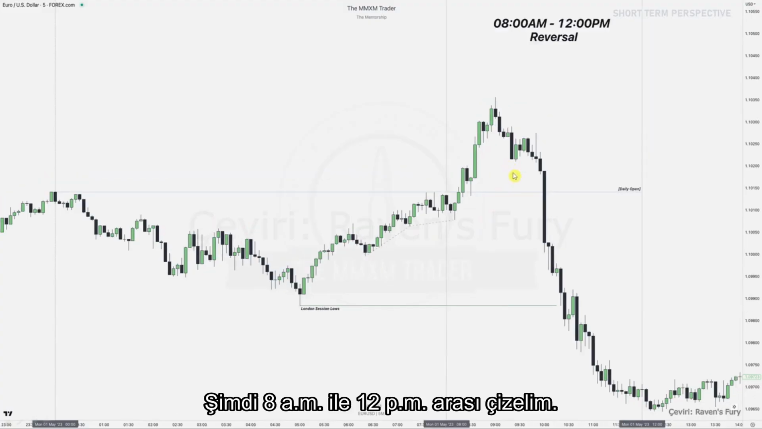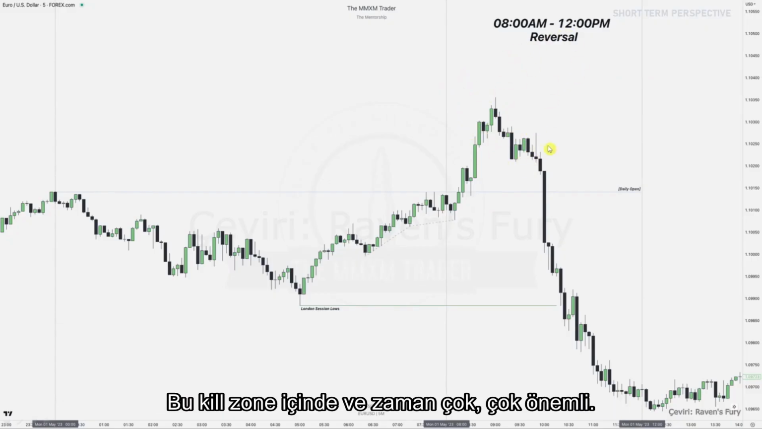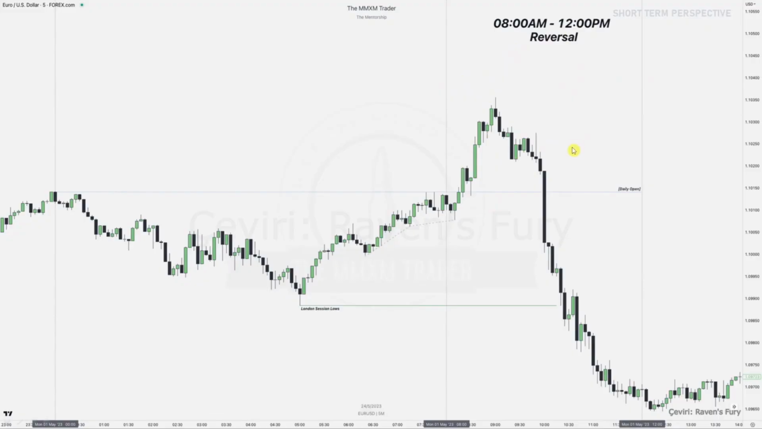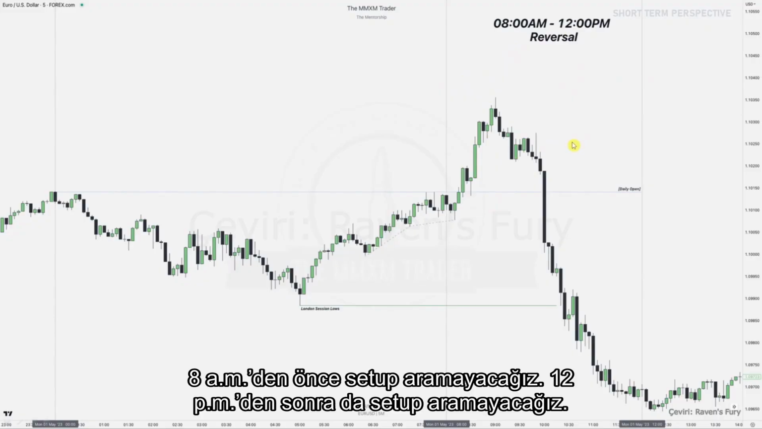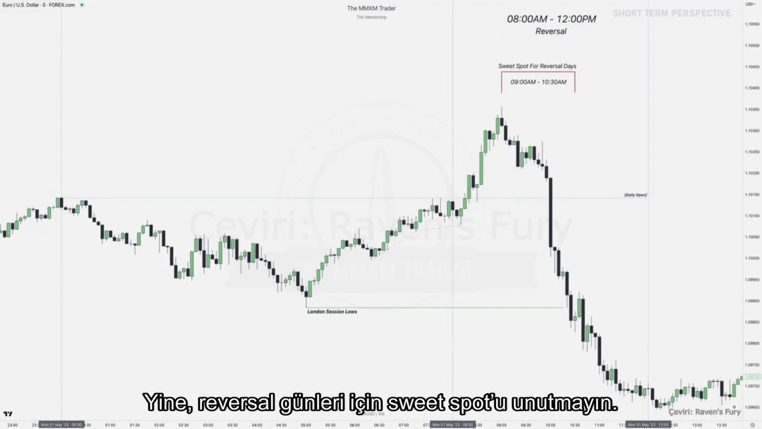Now, outline that 8 a.m. to 12 p.m., right? Our kill zone, and a reversal should happen inside this kill zone. And time is very, very important. We're not going to look for a setup before 8 a.m. and we're not going to look for a setup after 12 p.m. Again, remember the sweet spot for reversal days, right?